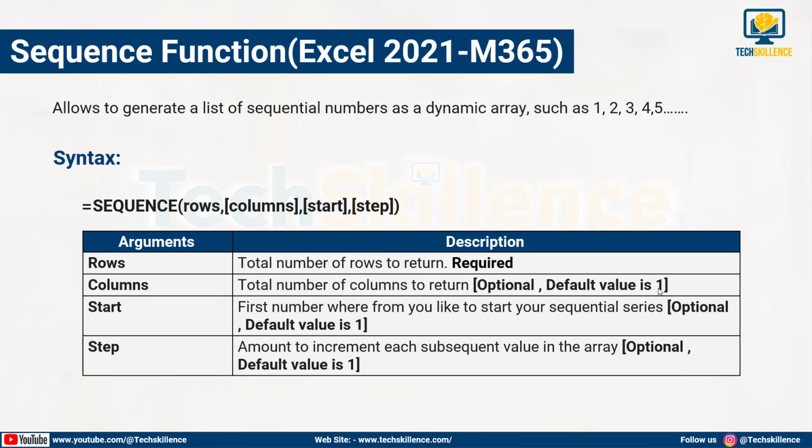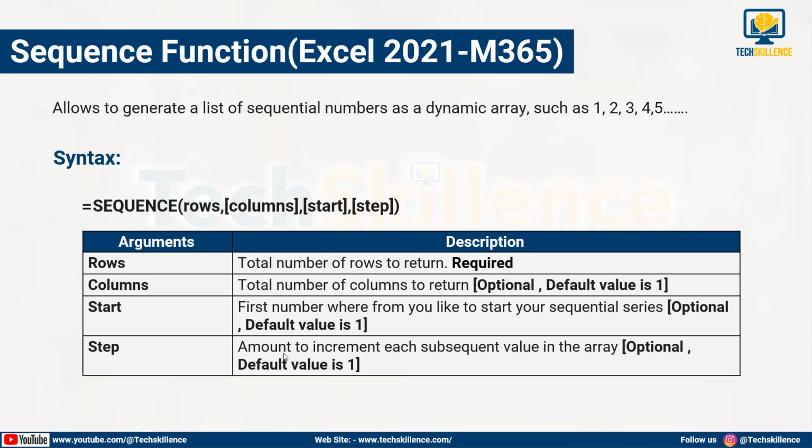So there is always a default value for every optional parameter. The next parameter name is start. Where from do you like to start creating your series? So always you have to provide a number here, and that is again an optional parameter, and the default value for the same is again 1.